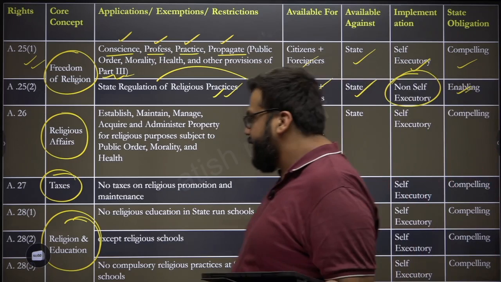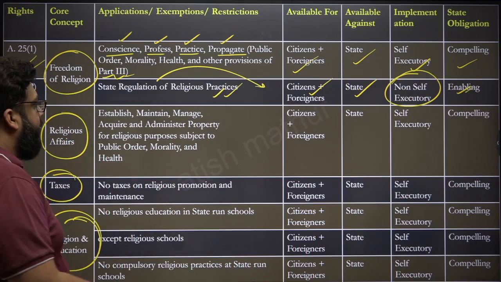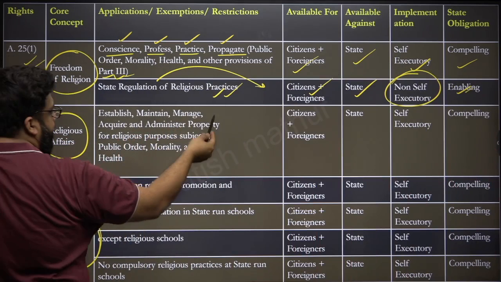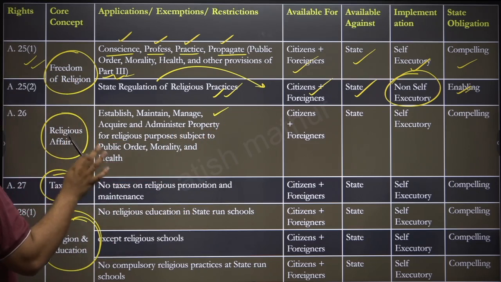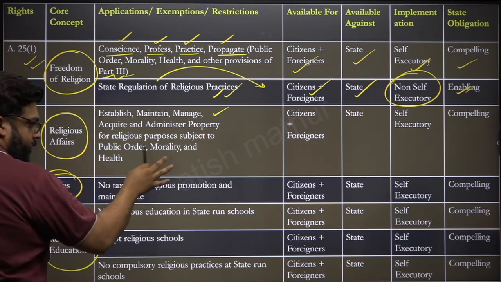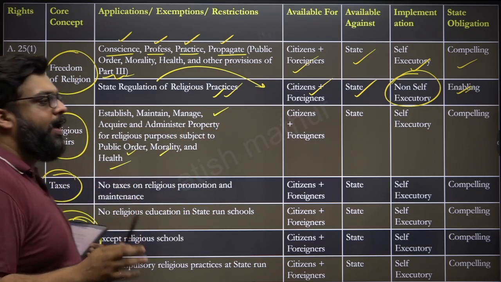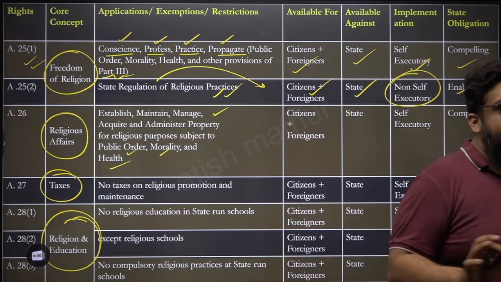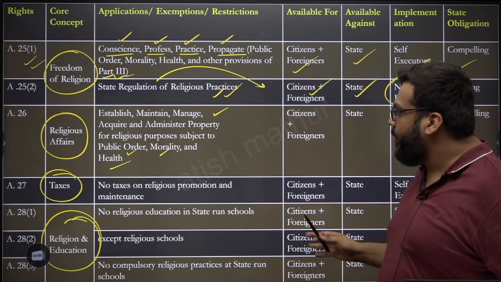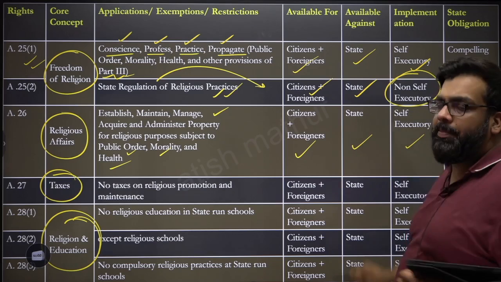26 is about religious affairs, and religious affairs primarily means that you are able to establish, maintain, manage, acquire or administer any religious property, as long as you're able to do that in consonance with public order, morality and health, and the state will not have a problem with this. You're free to set up your own religious institutions, and for religious purposes we don't have a problem with that. Available for everyone, against the state, self-executory and compelling.